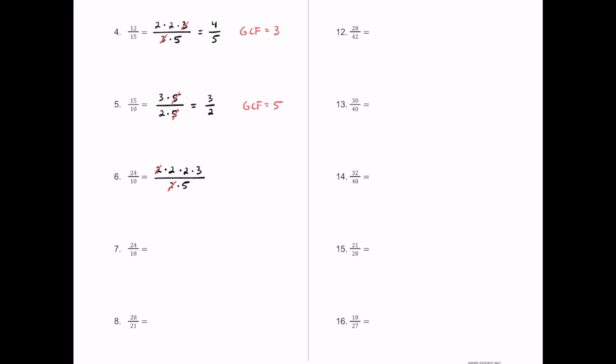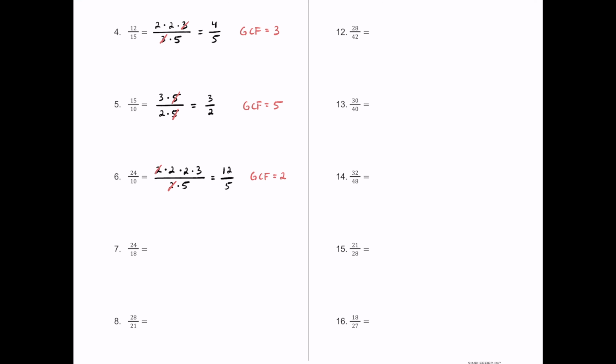So we're left with 2 times 2 times 3, which is going to be 12 in the numerator and 5 in the denominator. So we still have an improper fraction. And you can leave it like an improper fraction. That's also okay here. We're not practicing converting. We divided top and bottom both by 2, so that's the GCF.